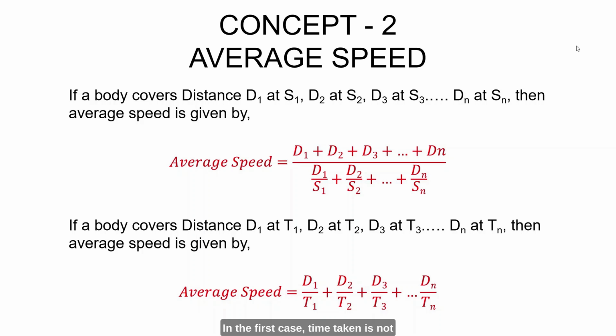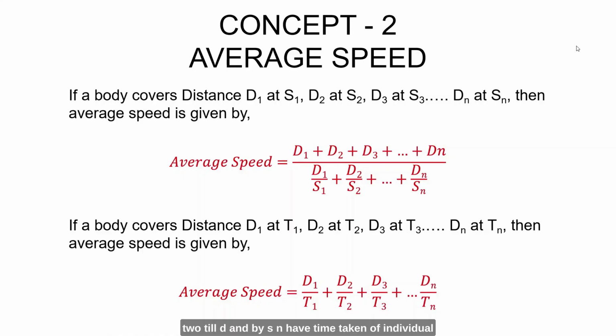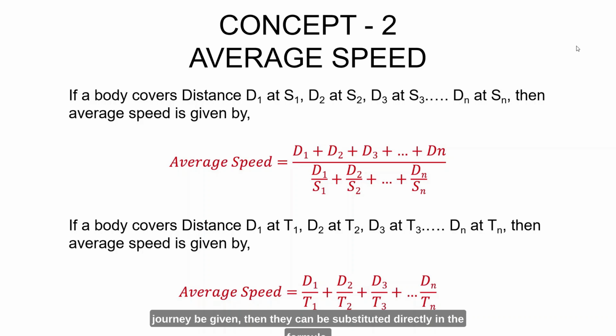by time taken. In the first case, time taken is not given explicitly and therefore we have to consider time taken via distance and speed. We know that time taken is equal to distance by speed. Therefore, average speed as in the case 1 can be written as sum of the distances of individual journey, that is d1 plus d2 plus d3 till dn, divided by d1 by s1 plus d2 by s2 till dn by sn. Had time taken of individual journey been given, then they can be substituted directly in the formula.